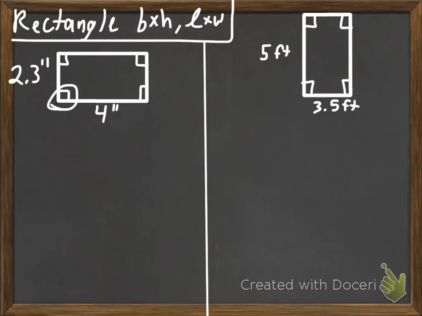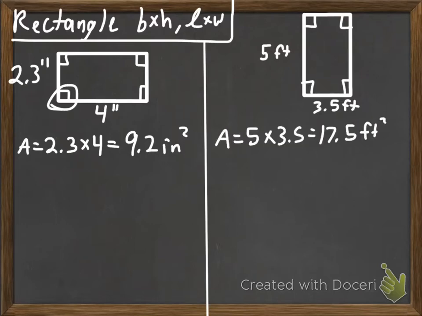It's 2.3 and 4. So area is going to be 2.3 times 4. And again, we're going to round to the nearest tenth. We're going to do that for all of them. So 2.3 times 4 is 9.2. No rounding needed. And this little mark means inches. So it's inches squared. So now go ahead, pause the video, and do the one on the right. Find the area of that rectangle.